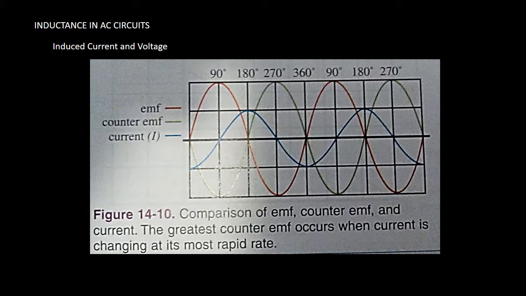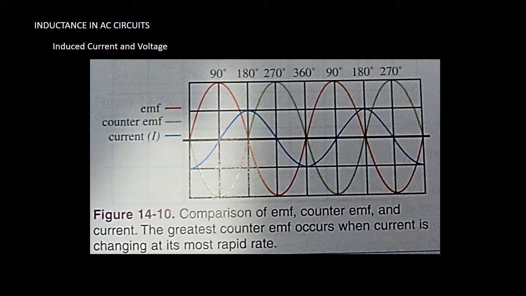At 180 degrees and 360 degrees, the current change is minimum. The current is at its maximum value, ready to start its decline. As you can see in figure 14-10 on your screen, in a circuit containing pure inductance, the current is 90 degrees out of phase with the applied voltage. The current is lagging behind the voltage.